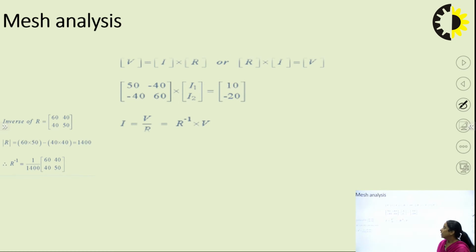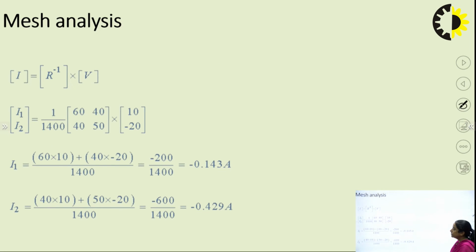Here what has been done is that I is V by R, that means I is R inverse V. This is the R matrix. We first calculate the inverse of this matrix, and this is the inverse of the resistance matrix. Then R inverse into the voltage, that is 10 and minus 20, will give the value of the current.